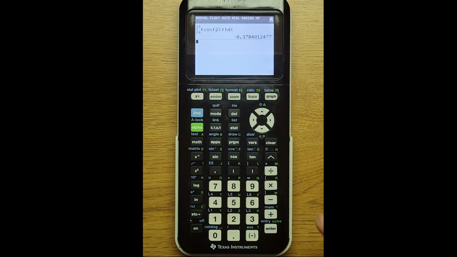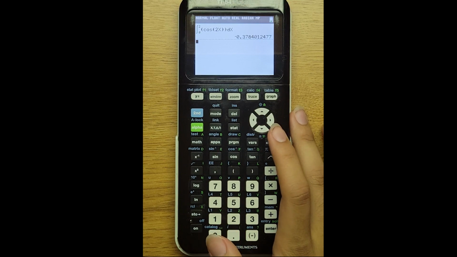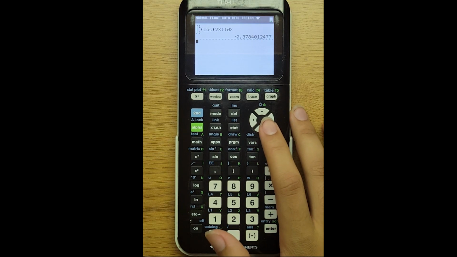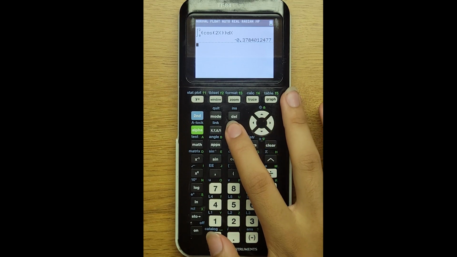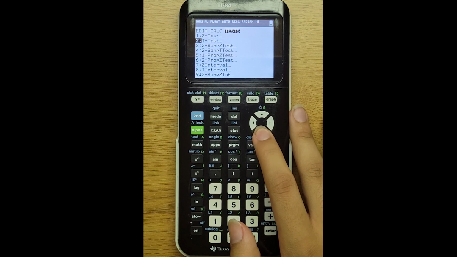The second problem we are going to be working with is statistics, specifically a chi-squared test. So, to do a chi-squared, first you press the stat button. We will go all the way to tests, and we are going to go all the way down until we reach chi-squared goodness of fit test.